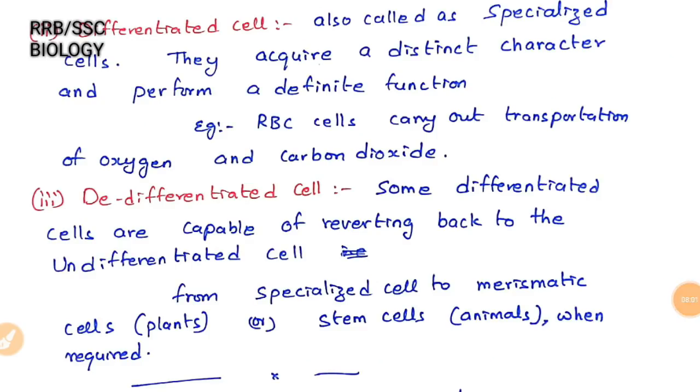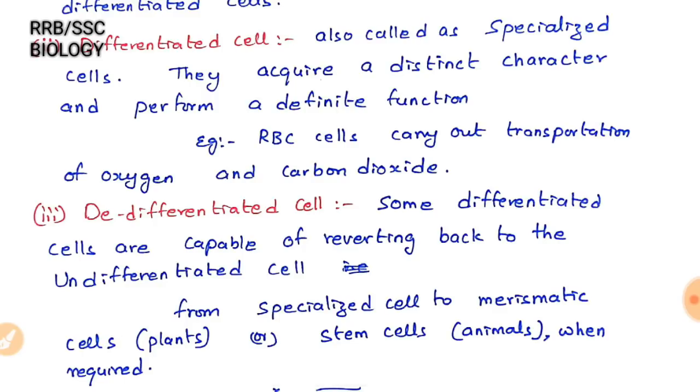What are differentiated cells? These are also called specialized cells. What does it mean? These are ordained to do a specific function. They acquire a distinct character and perform a definite function, friends. Usually from the embryonic stage, which is undifferentiated, after multiplying into several cells, a group of cells will be ordained to a specific function. Suppose from the embryonic stage there is multiplication of many cells, and a group of cells will form a heart, another set of cells will form the liver, something like that.